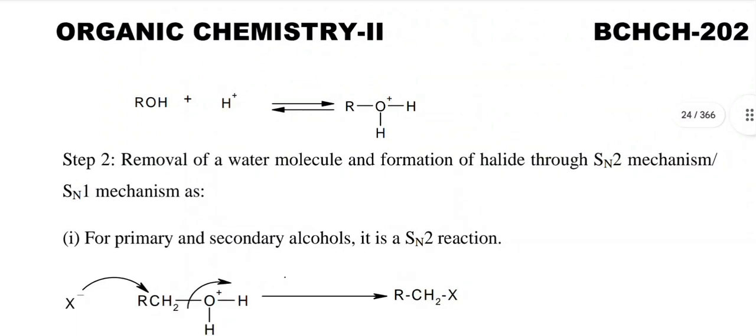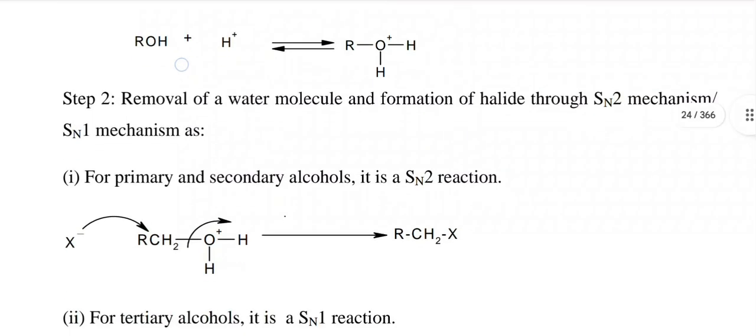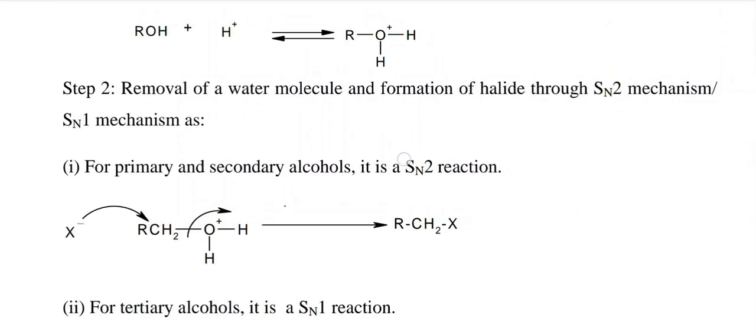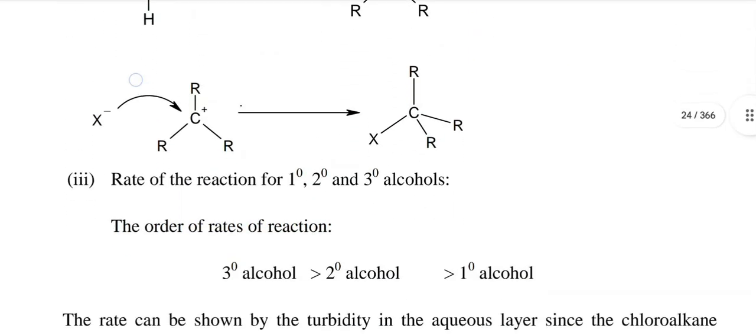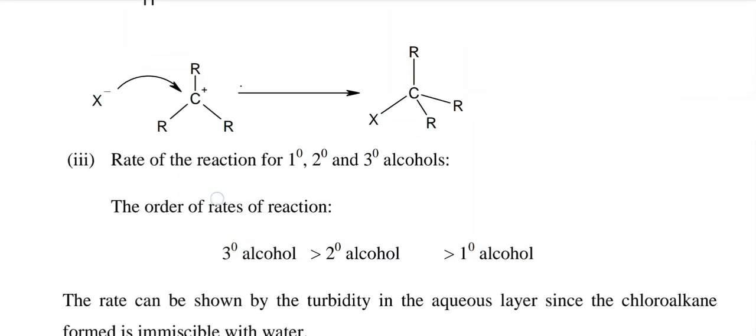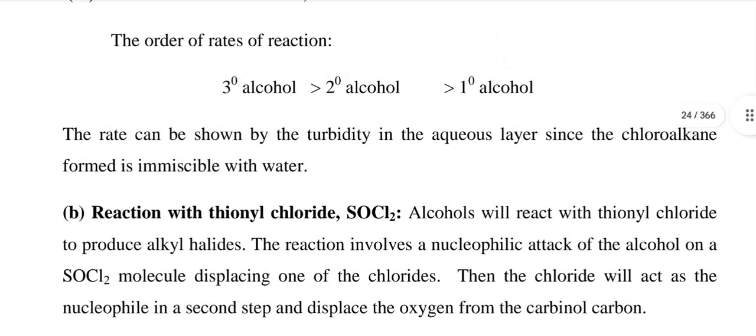Removal of water molecule and formation of halide through SN2 mechanism or SN1 reaction. For primary and secondary alcohols, it is an SN2 reaction. For tertiary alcohols, it is an SN1 reaction. Rate of reaction for primary, secondary, and tertiary alcohols: the order of rates of reaction is tertiary, secondary, and primary. The rate can be shown by turbidity in the aqueous layer since the chloroalkane formed is immiscible with water.